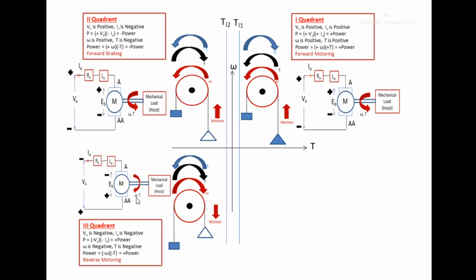The direction of the speed depends on the polarity of the voltage. See here, the polarity of the voltage here is positive and here is negative. So for this sort of polarity of voltage, the speed which we have achieved was in the counterclockwise direction.